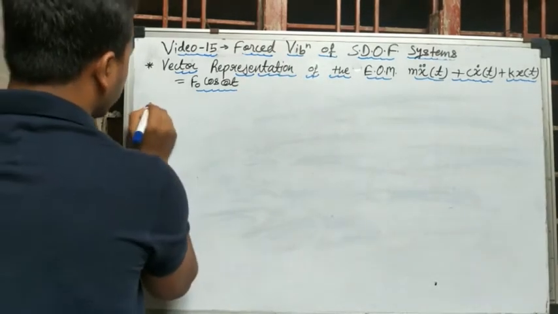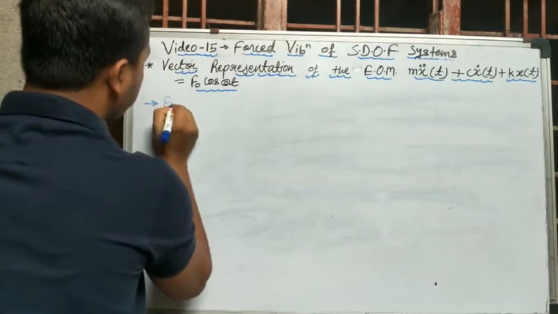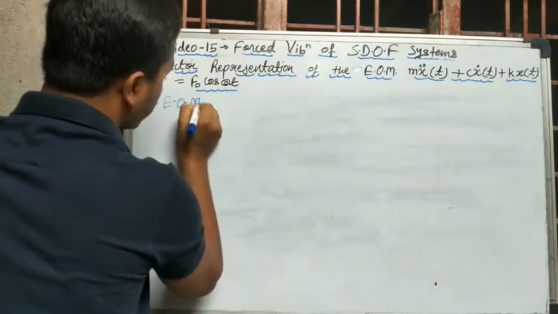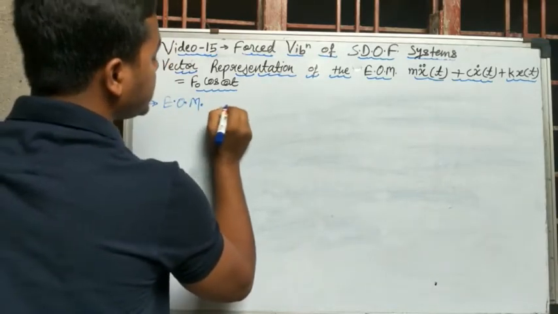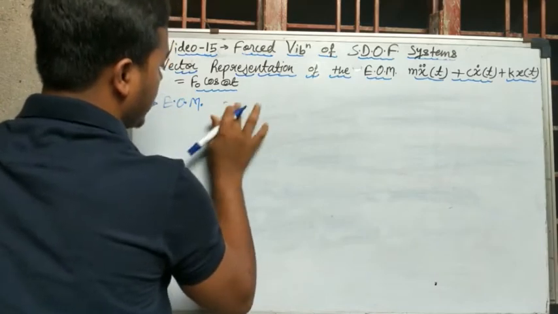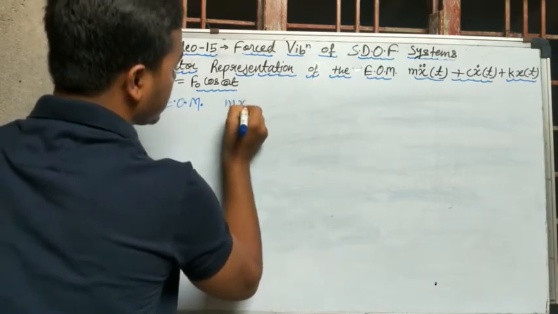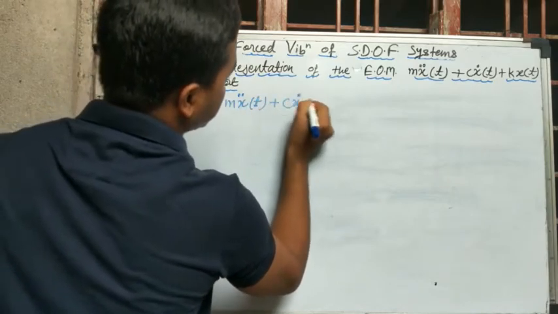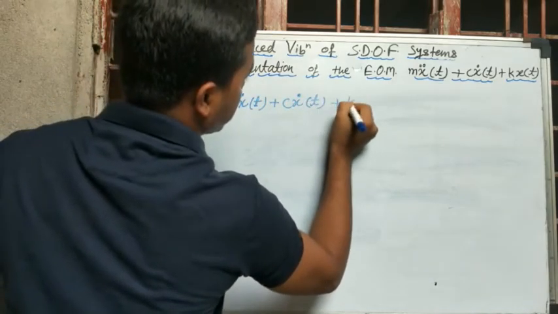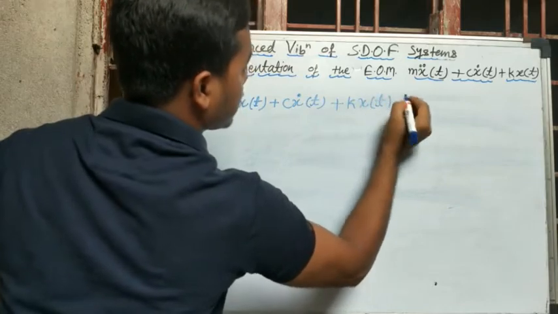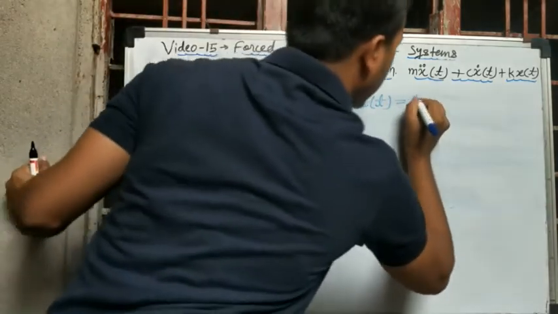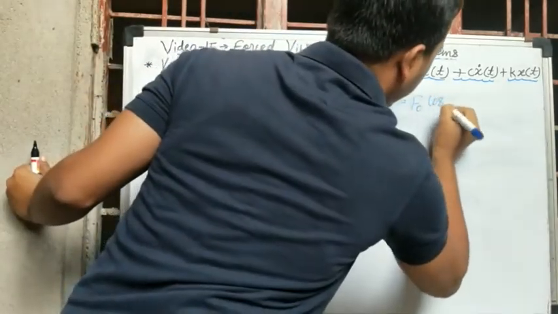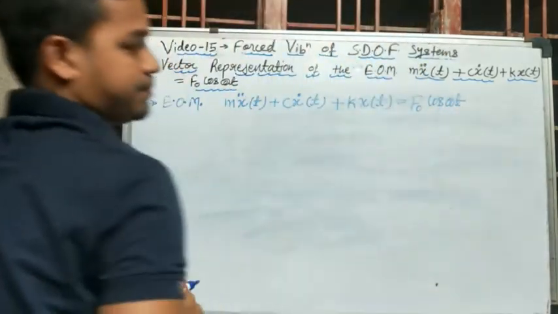Now what is the equation of motion of the system? Equation of motion is mx double dot plus cx dot plus kx equals f naught cos omega t, right?